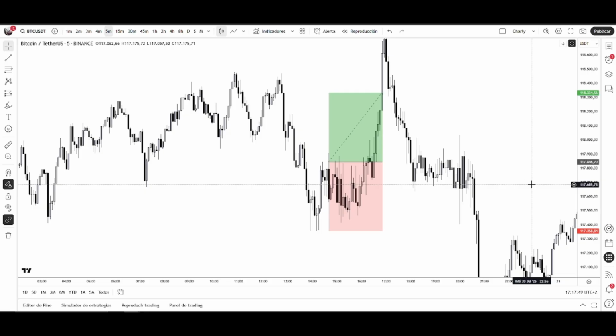So let's go over this breakdown. As you saw in the first video in this channel, you saw the very particular way that I mark up the structure. No one else does it like that. It's pure OHLC, open, high, low, and close of the candles.